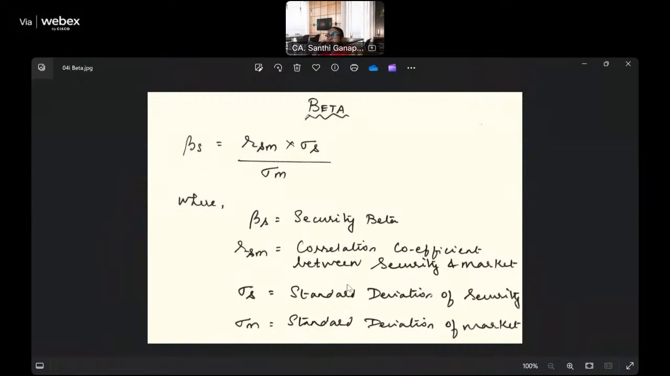Now beta can be found. You need 3 things for finding beta. 1, correlation. 2, standard deviation of the security. 3, standard deviation of the market. Is this clear?